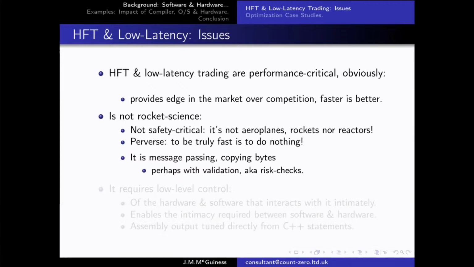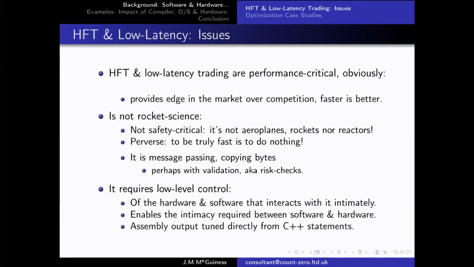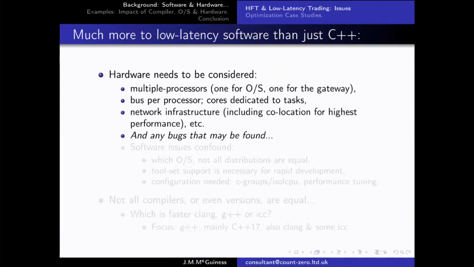Another key point about the systems I work on is basically we've got the algorithms generating trades, messages, and they need to be copied to the exchange. And then the exchange sends messages back and they need to be copied back. So it's basically message passing with a bit of validation, perhaps risk checks and so forth. Because we look at very high performance here, it requires low-level control of the hardware and software, which interact intimately. And also, we want to tune assembly perhaps from the C++ statements.